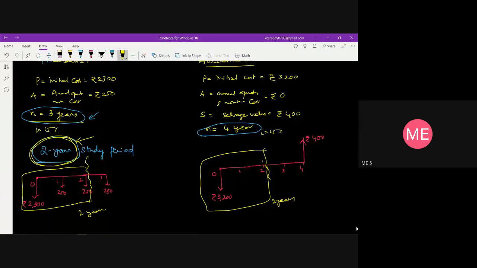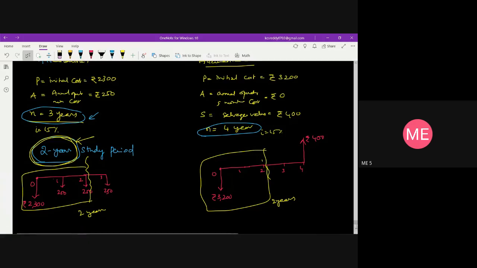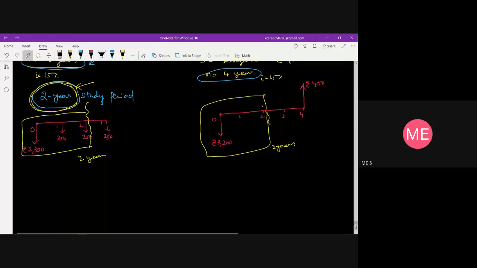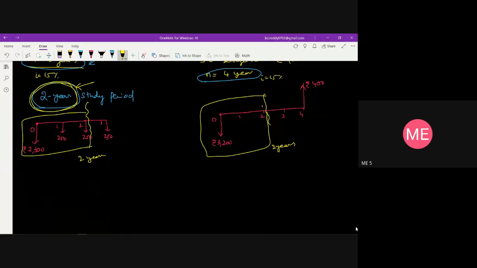So that is the method I'm using for finding the best alternative, using this 2 year study period when the lives are unequal. Because the asset one life is 3 years, and asset two life is 4 years. So in that case, I can use two methods. One is the common multiple method or repeated cash flow diagram. The second method is the study period method.